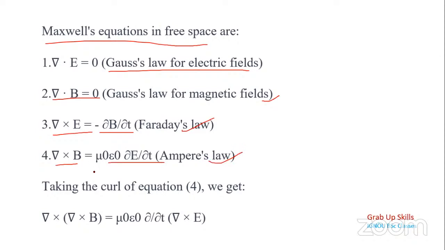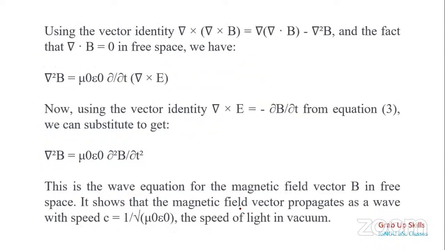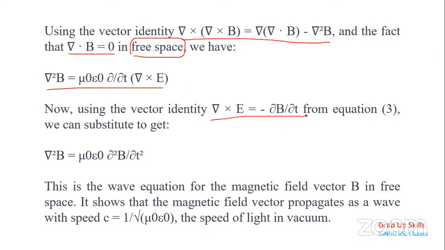Now taking the curl of equation 4, you would be getting this equation. Then we will use the vector identity and the fact that del dot B is equal to 0 in free space. Then we will have this formula. When we use the vector identity and substitute from equation 3, we will get this formula. This is nothing but the wave equation for the magnetic field vector B in free space.